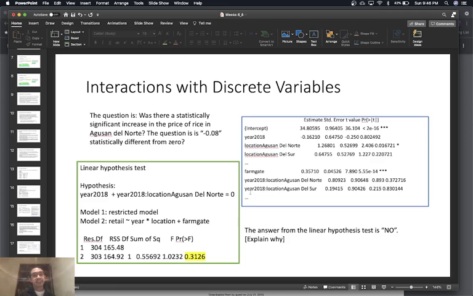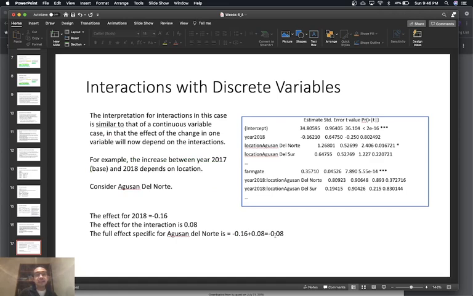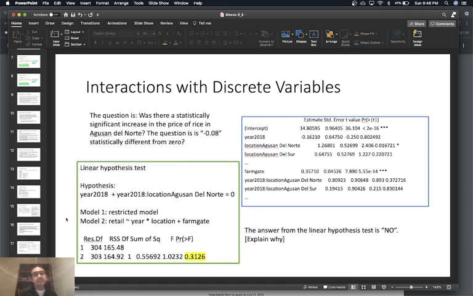is 0, right? Well, actually, what this is saying is, was there a statistically significant increase in price in Agusan del Norte, right? And the question is absolutely going to be, well, let's find out, right? Because we need to use the linear hypothesis test. And what we're doing is we're saying that the sum of this plus this is equal to 0, right? And recall that the sum there is negative 0.08. So the question is, is the sum statistically significantly different from 0?